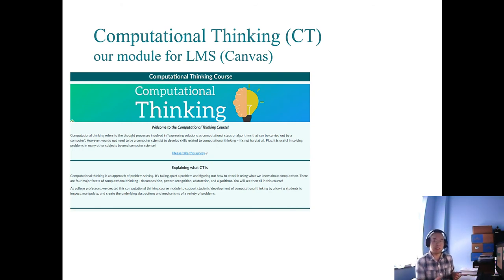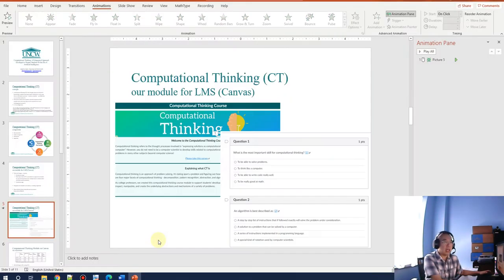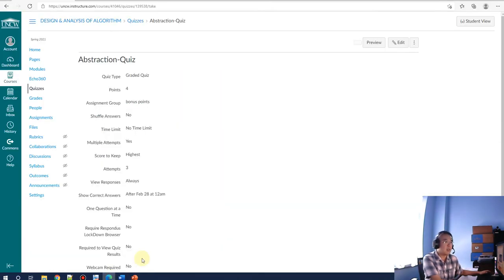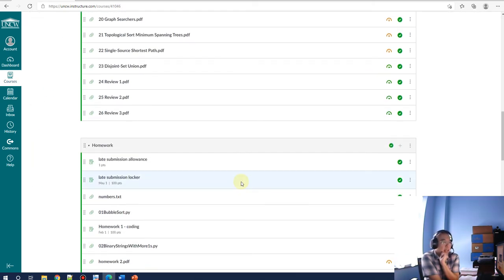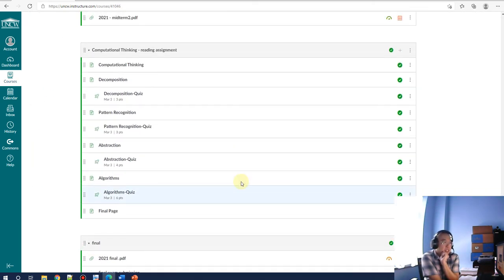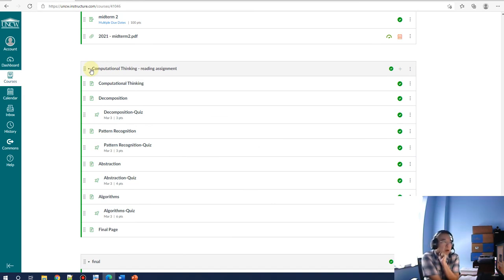Okay, on this page I was about to show you some screenshots, but I decided I want to show you the real system. So let me stop and go to my browser. I'm about to show you my design and analysis of algorithm course, and if I scroll down, you will see there is a module called computational thinking reading assignment, which is actually a reading assignment that I give to my students. By the way, if you import our Canvas module, you will have exactly the same module imported into your Canvas course.